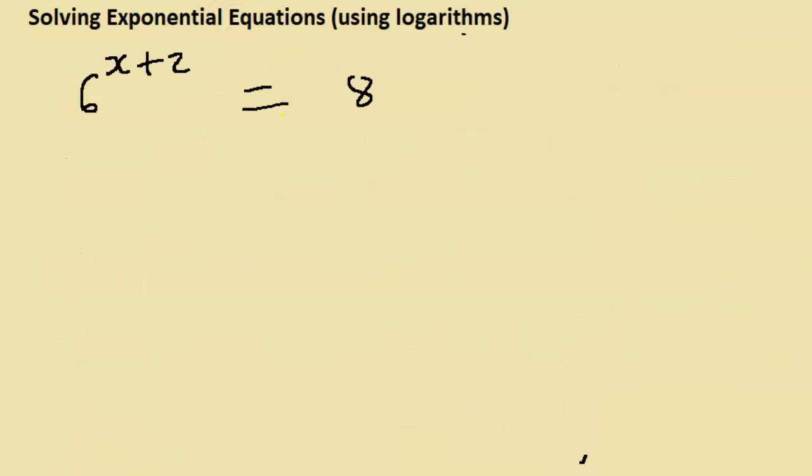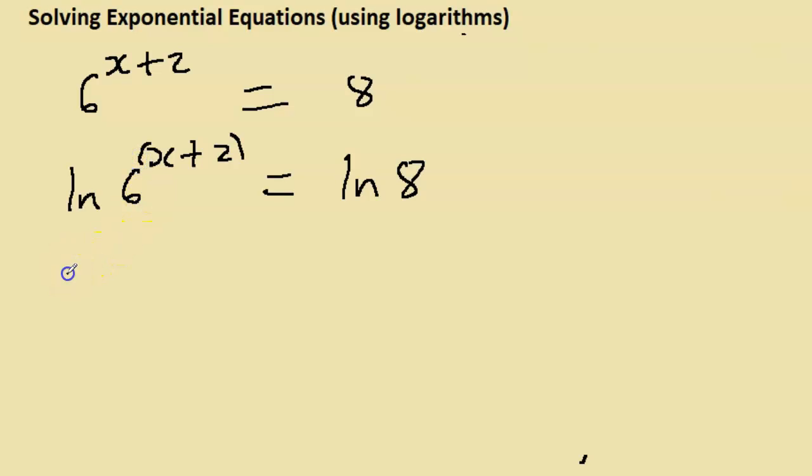Let's do another one. This one seems way simpler. So again, we take the log of both sides. So ln 6 to the power of x plus 2 equals ln 8. Again, we use the same property. The power can come to the front here, x plus 2. And the bracket is important because x plus 2 goes together as the power of 6. So it's ln 8.